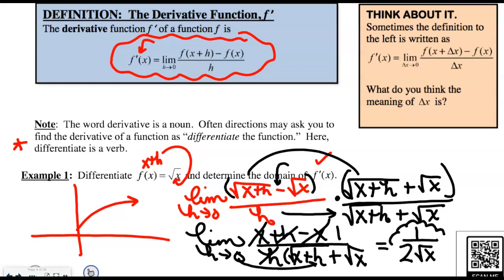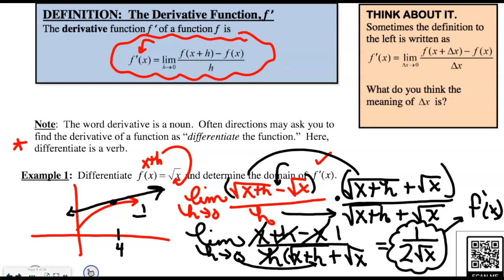This is the derivative of the function at any x value, which means it gives us the slope of the tangent line anywhere along the curve. So if this is 4, I would have my slope of the tangent line being 1 over 2 root 4, or the slope of that tangent line is equal to 1/4. And we did that yesterday.